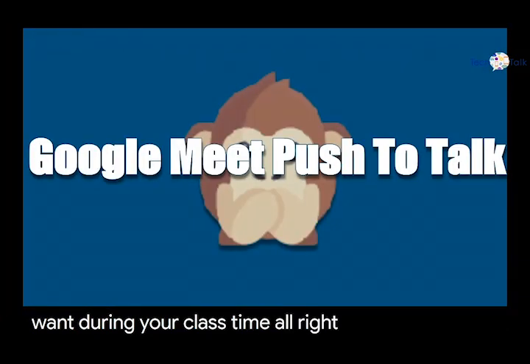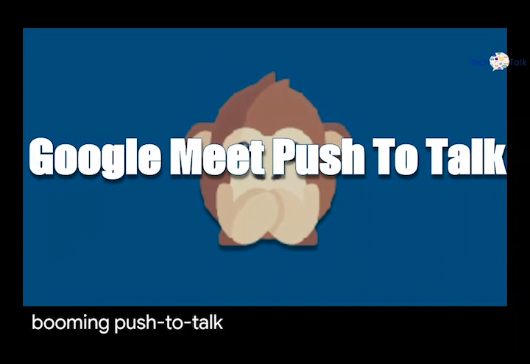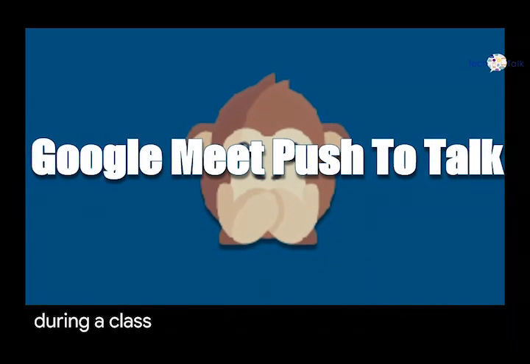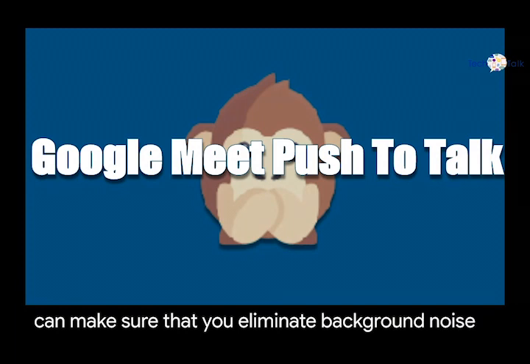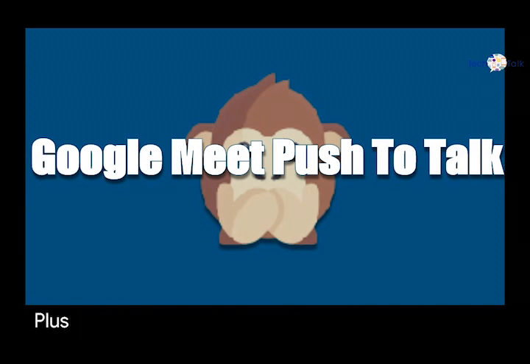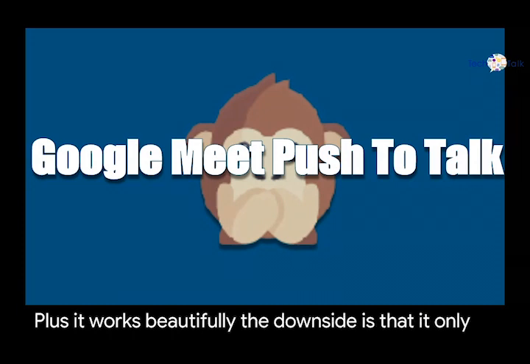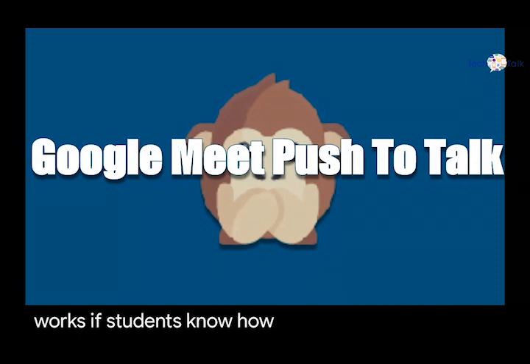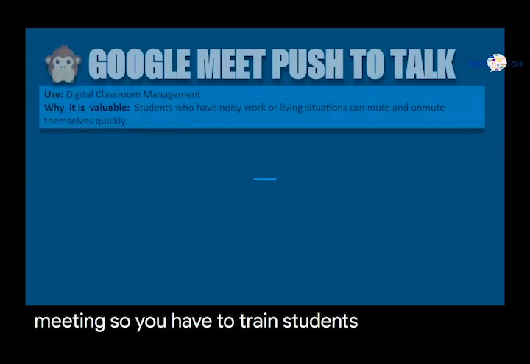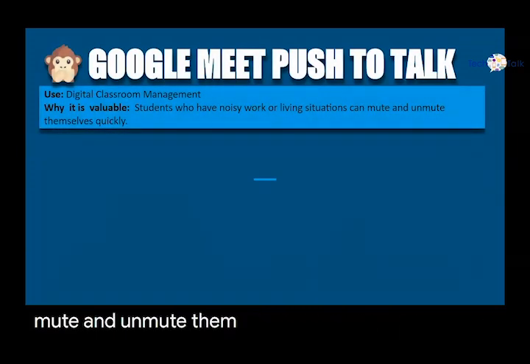All right. The next one is Google Meet Push to Talk. Google Meet Push to Talk allows you to quickly mute and unmute yourself during a class or a meeting. With this extension, you can make sure that you eliminate background noise. Plus, it works beautifully. The downside is that it only works if students know how to mute themselves. You can't mute students before they're going into a meeting. So you have to train students on how to mute and unmute themselves.